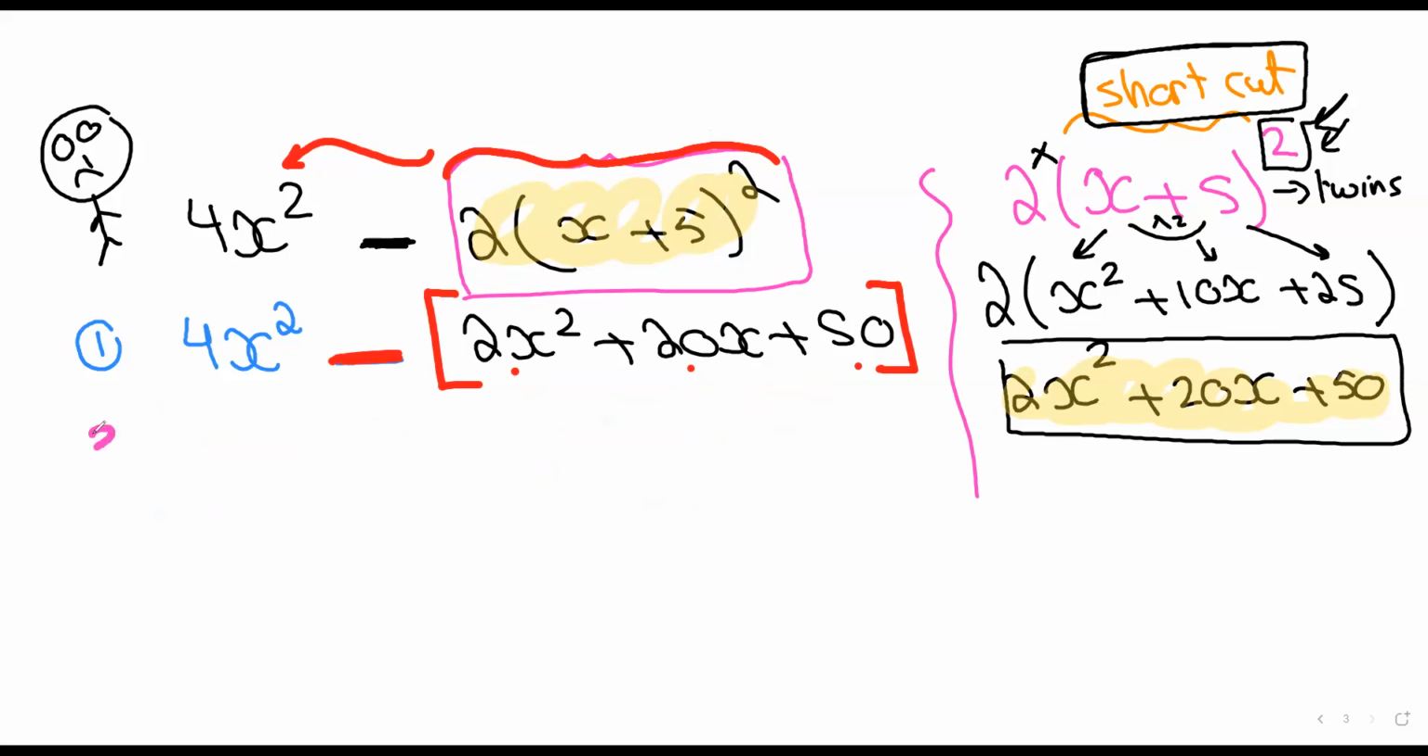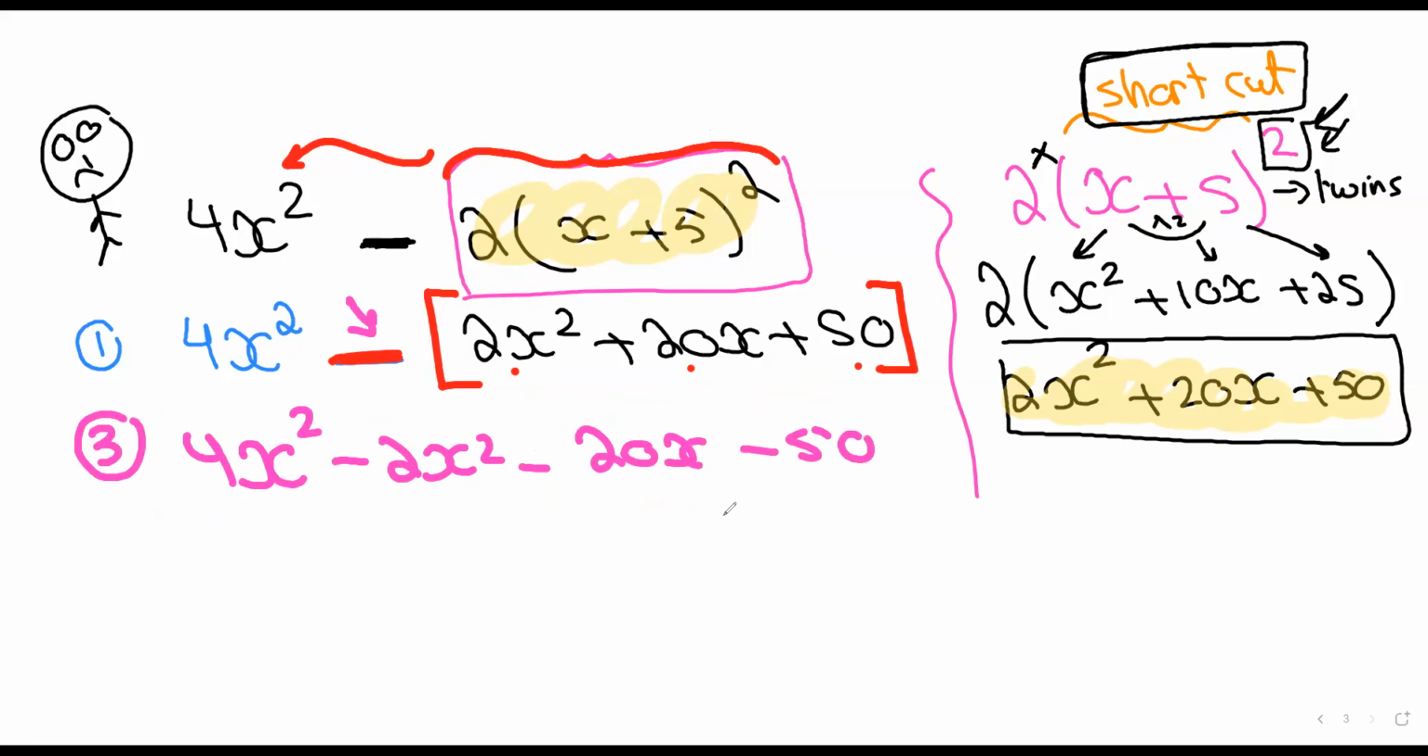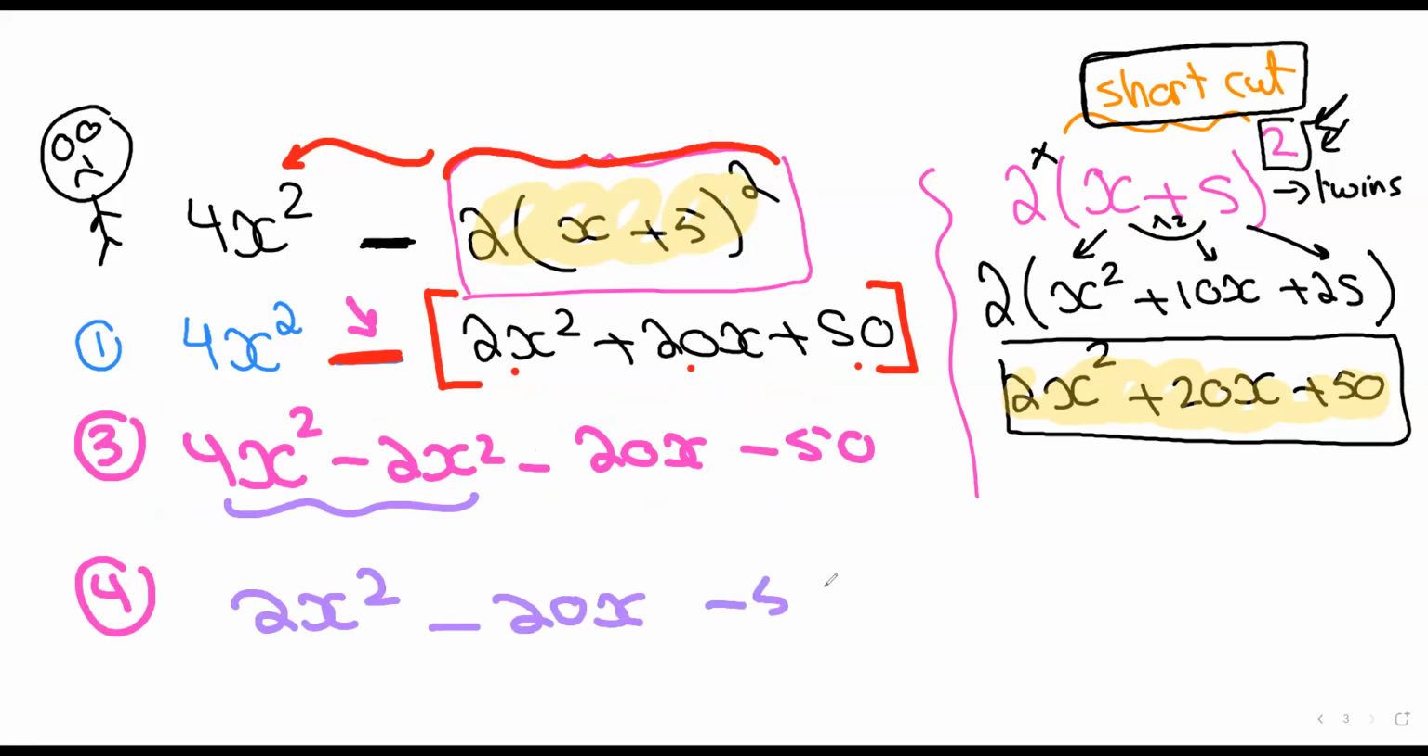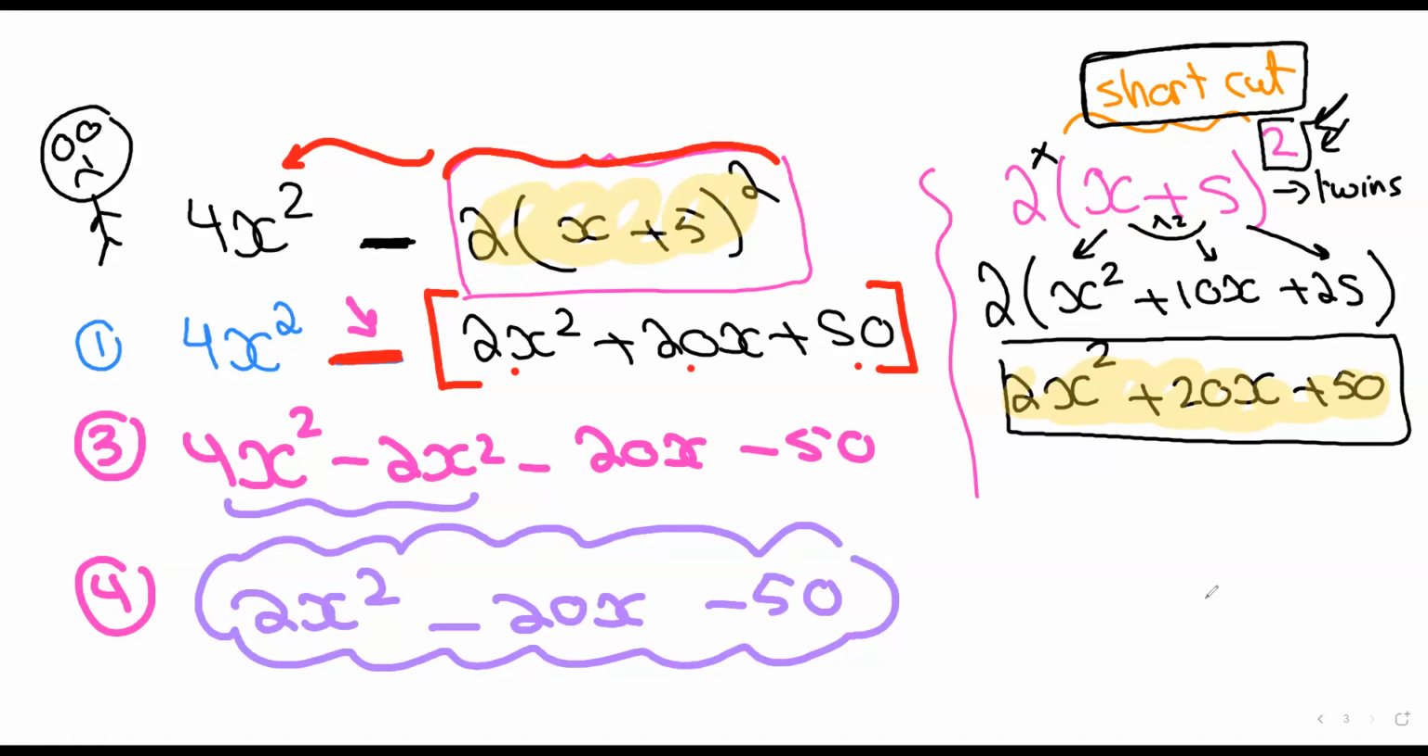Now, to write step number 3, 4x power 2 will remain as it is. And as we said, this minus will flip all the signs of the terms that are inside. Now, step number 4 is going to be the final answer, combining these two together into 2x squared minus 20x minus 50. I hope that this video was useful to you, on multiplying 3 items.